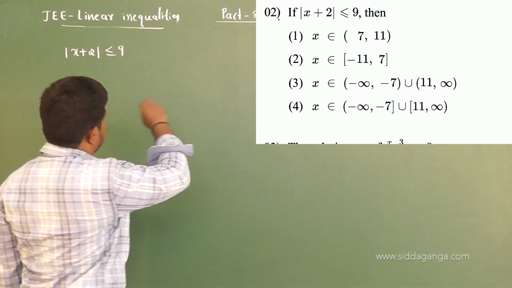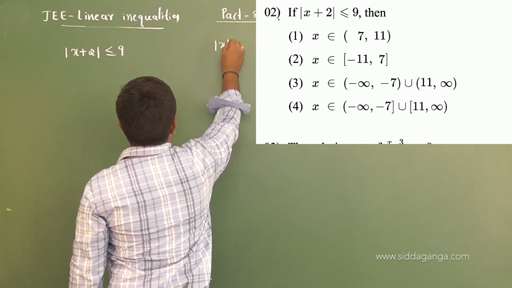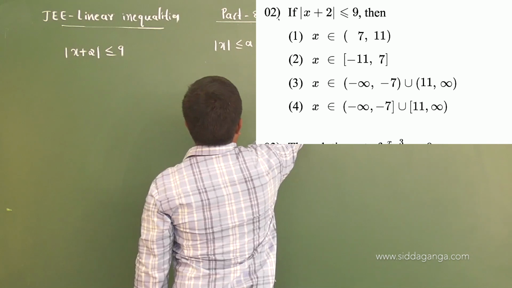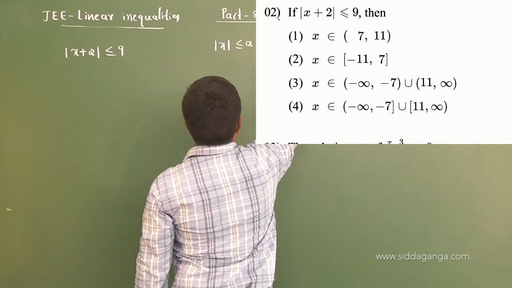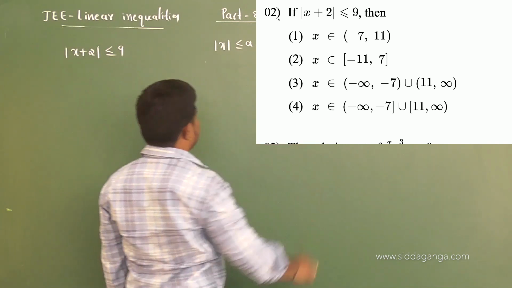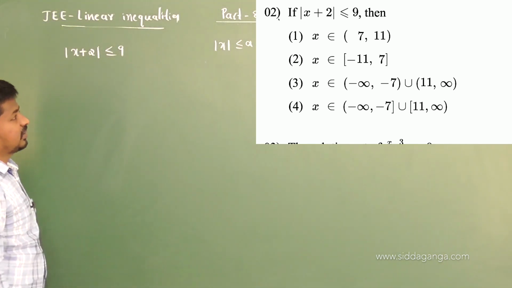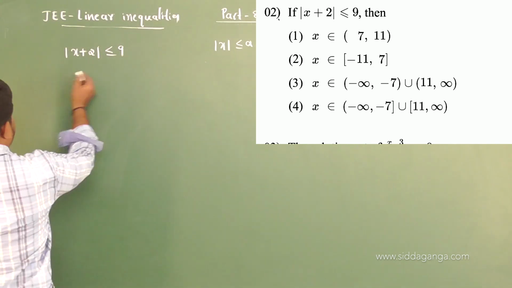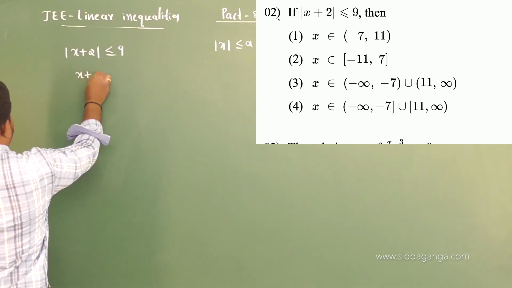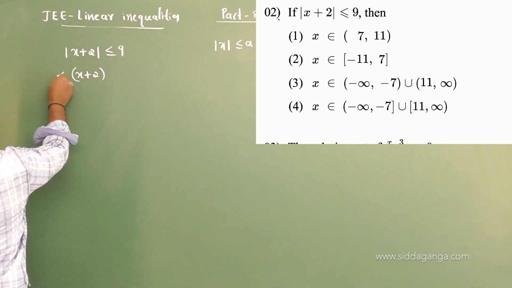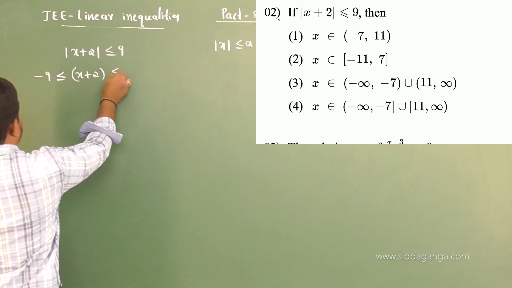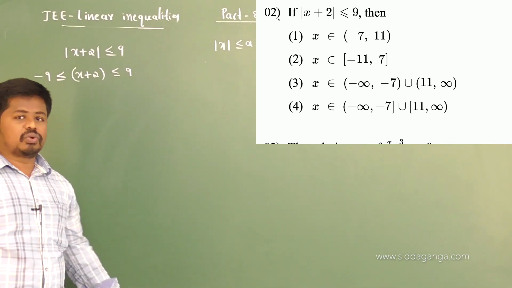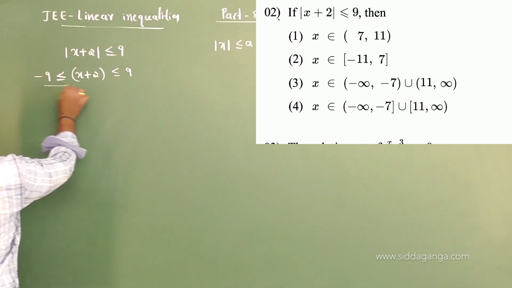Using the result that modulus of x is less than or equal to a is possible only when x is greater than or equal to minus a and less than or equal to plus a, which we discussed in the previous session for positive a, I can write this as x plus 2 is greater than or equal to minus 9 and less than or equal to plus 9. So we have a double inequality. Let's solve this by considering these two parts.